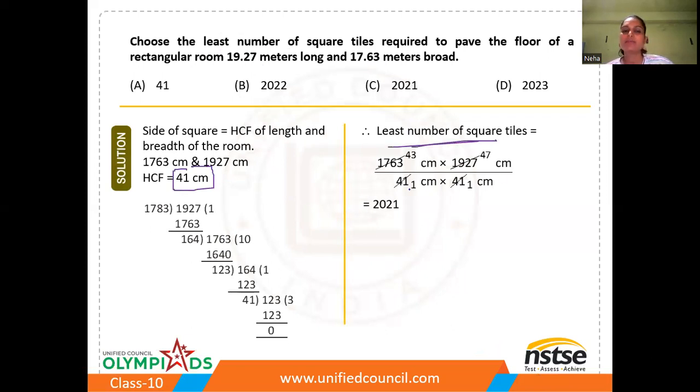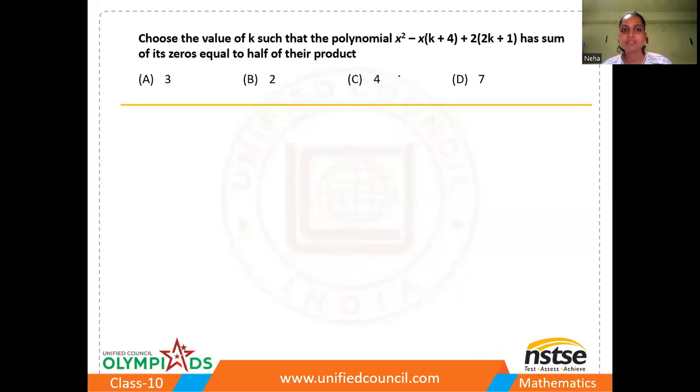Just divide the number with 41 and multiply this. So it is 2021. Option C is the right answer. Perfect. Alright, let's move to the next one. This is the next question.